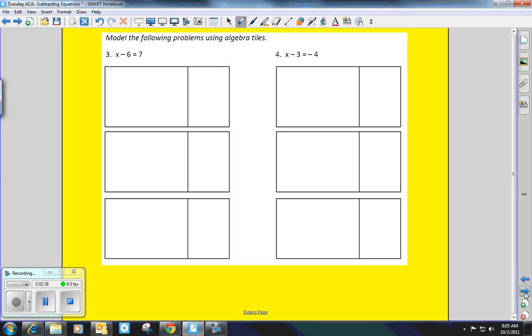All right, model the following problems using algebra tiles. This is going to be the same thing that you did on the addition equations. Remember that you're going to put in your x and then your 6 negatives and your 7 positives. That's your first picture. Now your second picture, you're going to draw this exact same thing again. Draw the x again, draw your 6 negatives again, and then draw your 7 positives again.